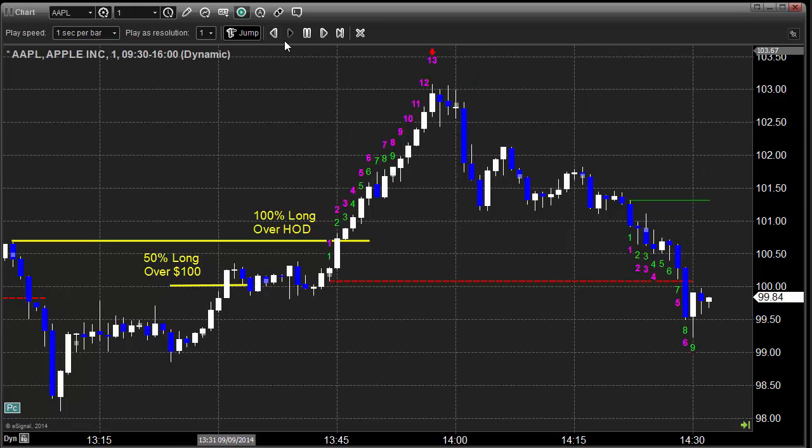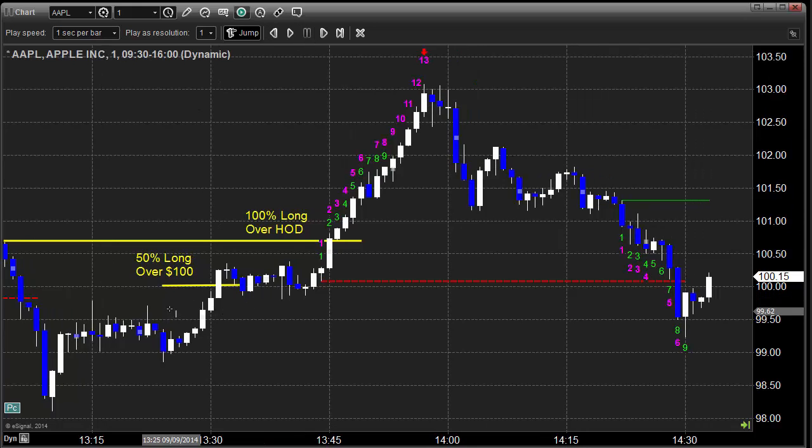But the important part is that we got a very good entry. We used our Murray math levels over 100. We added over the high of the day. We used the Comber study to detect the high of the day and to find a high probability inflection point. Got us out of the long side and interested in the short side here.